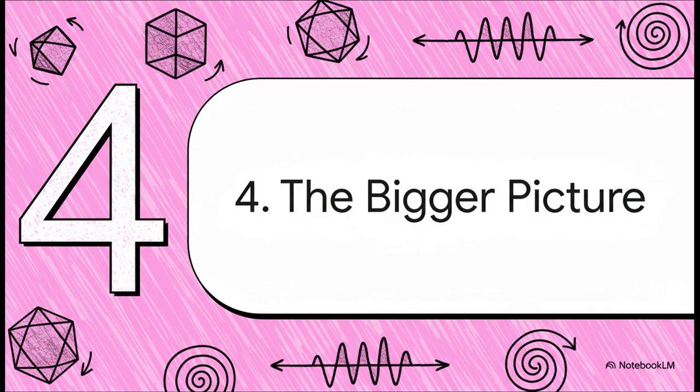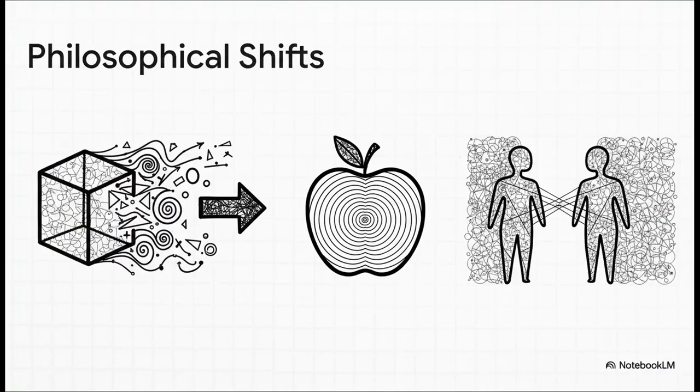All right, section 4, the bigger picture. So let's just step back for a second. If a theory like this is even remotely on the right track, if the constants that run our universe are just outcomes of geometry, what does that mean for, well, everything? The implications are, honestly, they're huge.